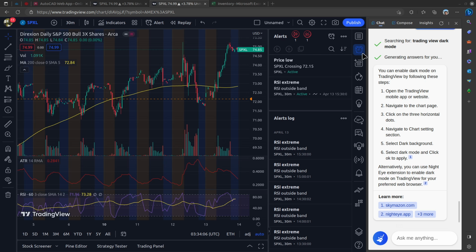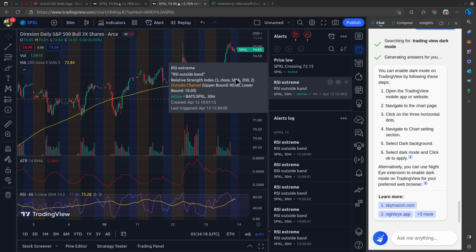Wow. I was able to find out how to change it to dark. Ooh, what's this? Chat. Okay, good. Totally lost my train of thought.